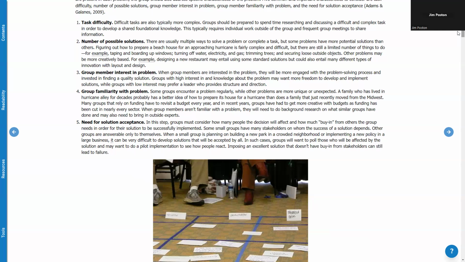Other problems may be more creatively based. For example, designing a new restaurant may entail using some standard solutions, but could also entail many different types of innovation with layout and design.